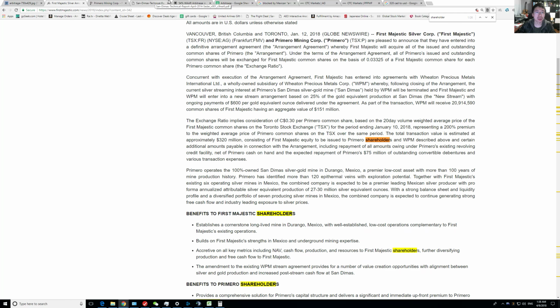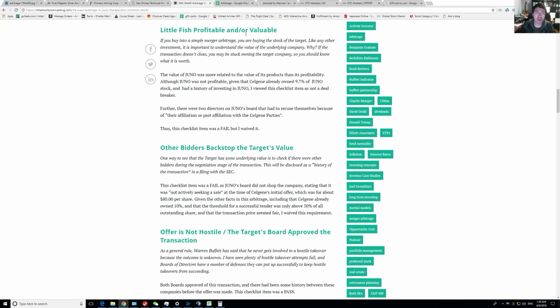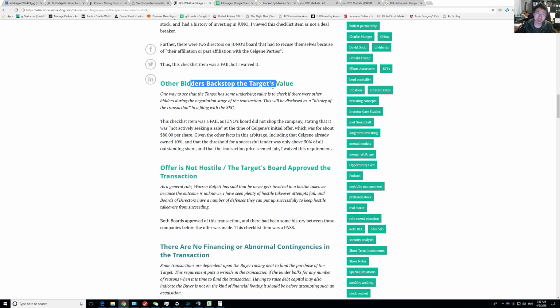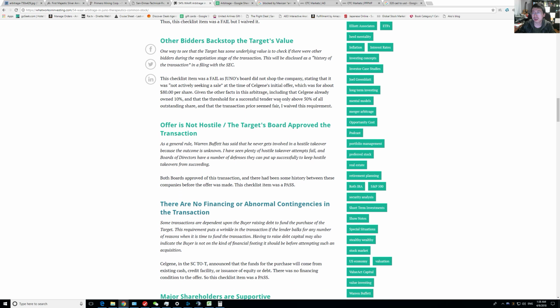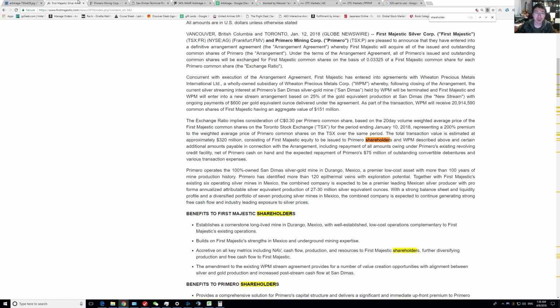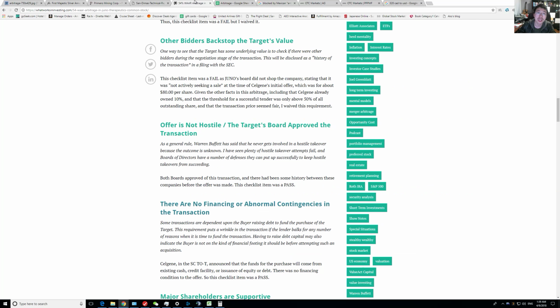So that risk is no longer there. Yes, it's very valuable. There's no other bidders, but in this case, you're looking at a 35 million market cap. Yeah, so 320 million is really the entire transaction size. They also have to pay debenture holders as well as Wheaton. So that's why it's $320 million.